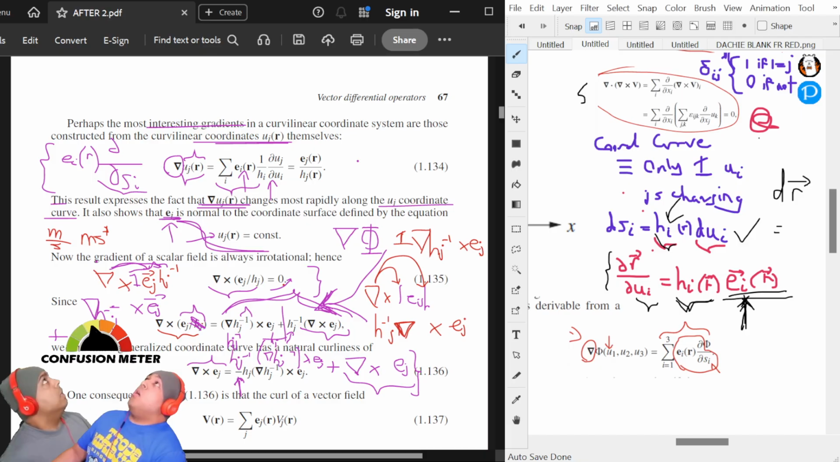Perhaps the most interesting gradients in a curvilinear coordinate system are those constructed from curvilinear coordinates u_i(r), right? So r, theta, phi, and all of these are functions of r. I think that makes sense, yeah.